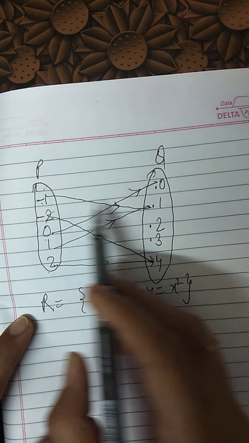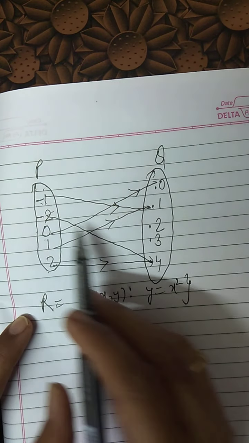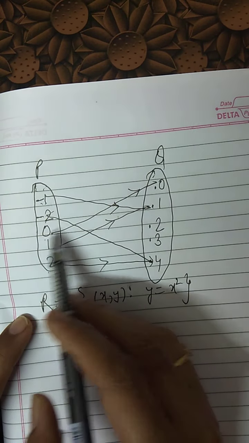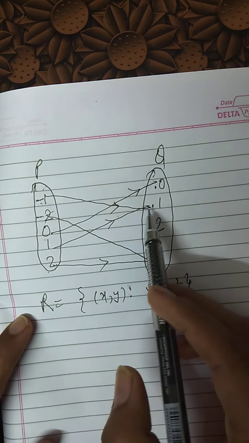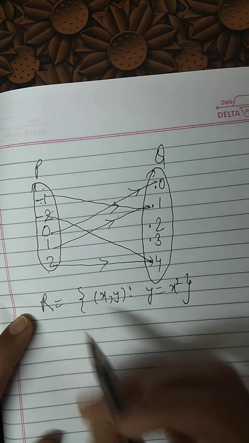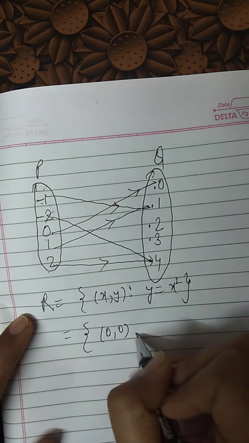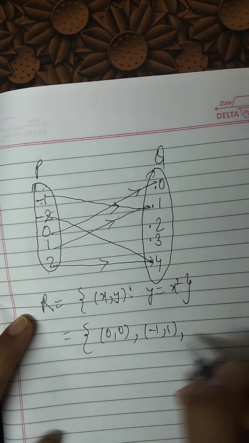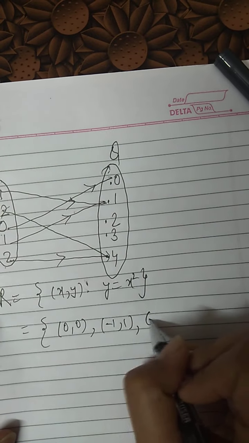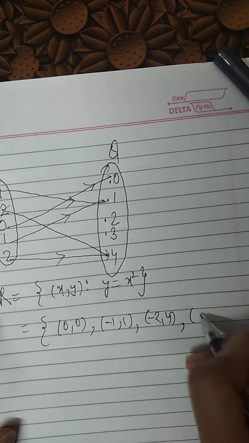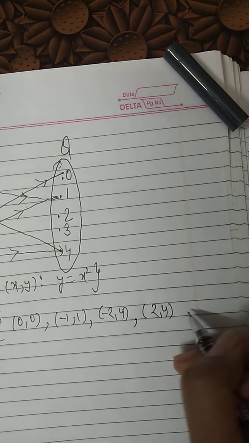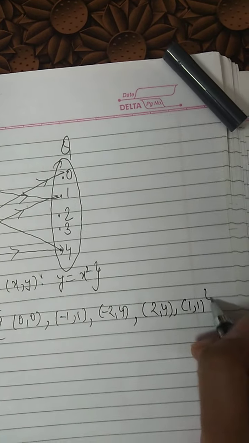The image of -1 is 1. The image of -2 is 4. The image of 0 is 0 only. The image of 1 is 1 only. The image of 2 is 4 only. And if I write it in roster form, it will be (0, 0), (-1, 1), then (-2, 4), then (2, 4) and (1, 1).